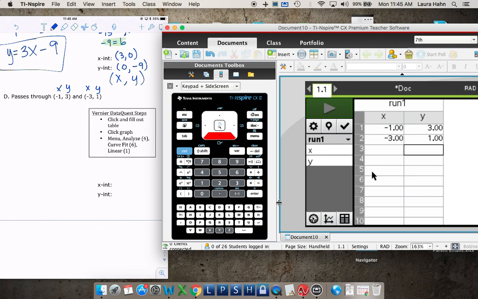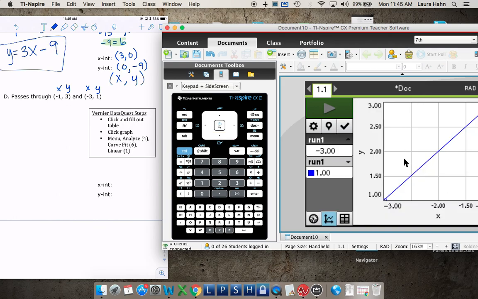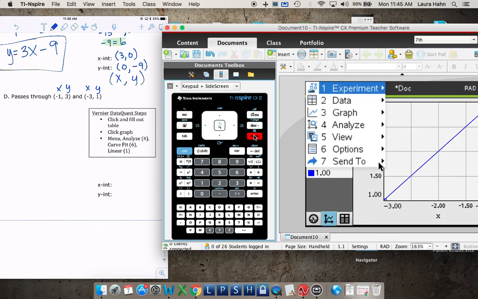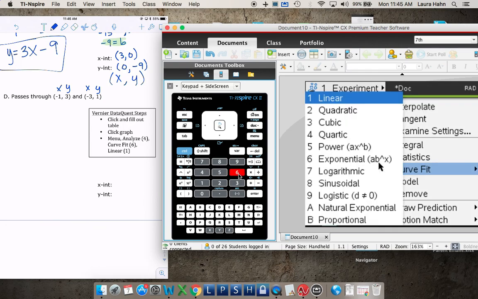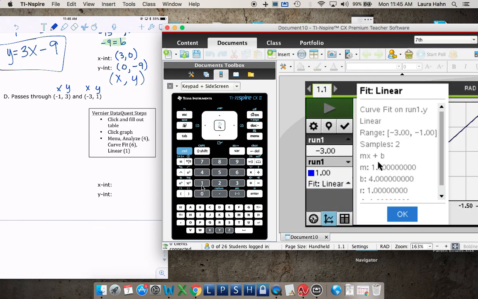Next, we're going to click graph. You see down here, this is a graph, so we're going to click this graph, and it graphs it for us. Then, to get it to write the equation for us, we're going to use these steps. We're going to click the menu button. We're going to go to Analyze, which is option 4. We're going to go to Curve Fit, which is option 6. And then we're going to pick Linear, which is option 1.